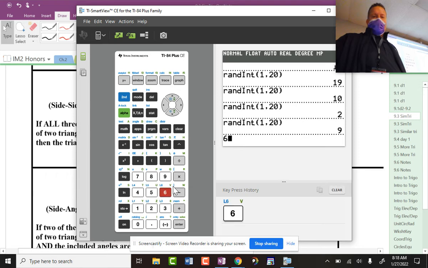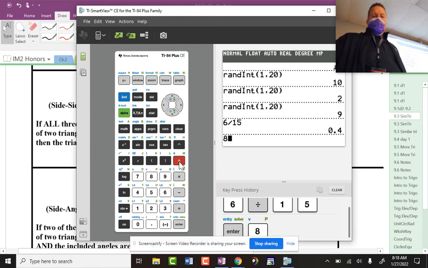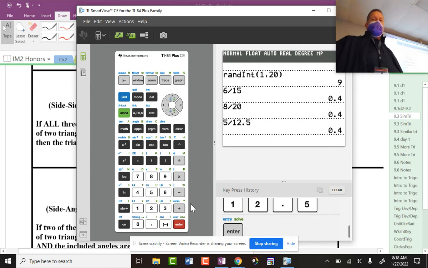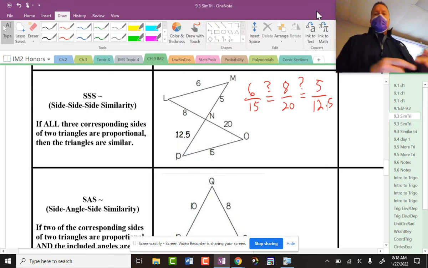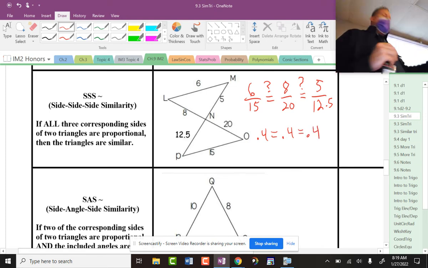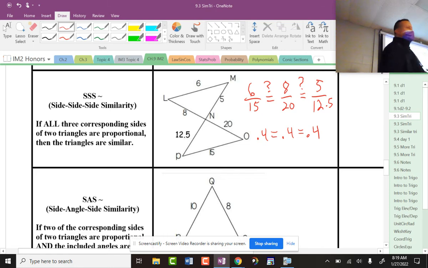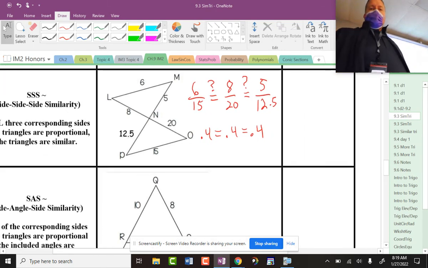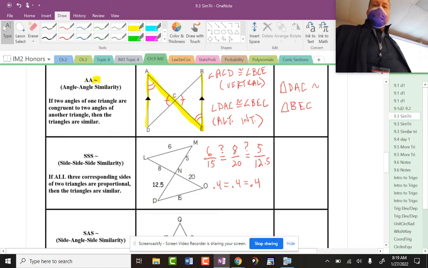Okay, so 6 divided by 15, right? 6 divided by 15. Enter. 8 divided by 20. So far, so good. And then 5 divided by 12 and a half. That was the only one where I was reducing the fractions with that decimal. Okay, so you ended up getting 0.4 is equal to 0.4, which is equal to 0.4. So the question mark is gone. It's satisfied. So what Sammy Samuels would have to say, and I should say this at the end, is these are similar by SSS similarity.